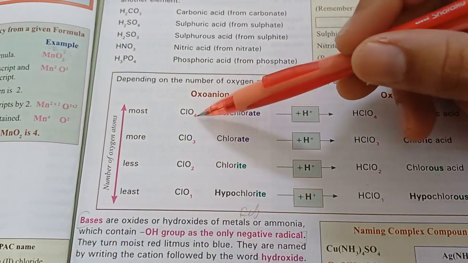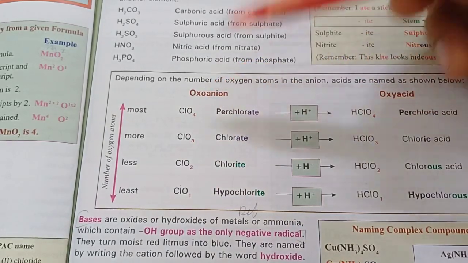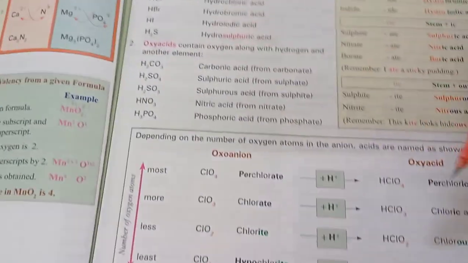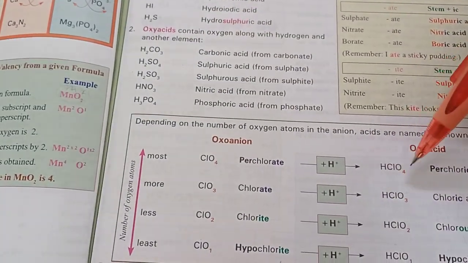And these are the names of the anions, oxoanions. These are oxy acids because they have oxygen also. These are binary acids, they don't have oxygen. These are oxy acids because they have 2 elements plus an oxygen atom.